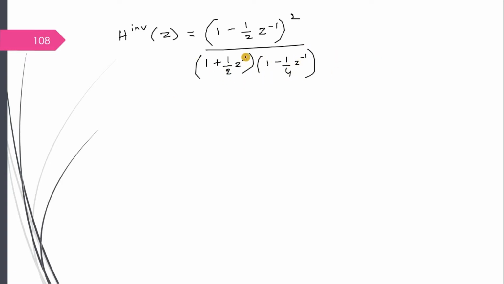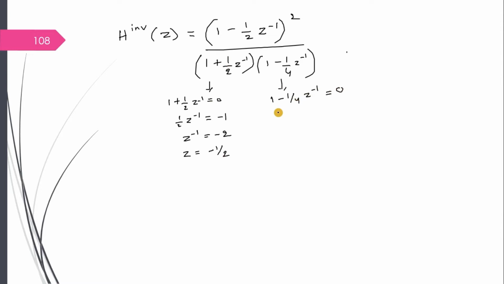So what are the poles now? Because this is a denominator, this becomes the poles. What are the poles? So for this I equate it to 0. 1 plus 1 by 2 Z inverse equal to 0. So what you get? 1 by 2 Z inverse equal to minus 1. So this Z inverse is equal to minus 2. So Z is equal to minus 1 by 2. So with this I get the pole Z equal to minus 1 by 2. So here if I equate it to 0, what I get?